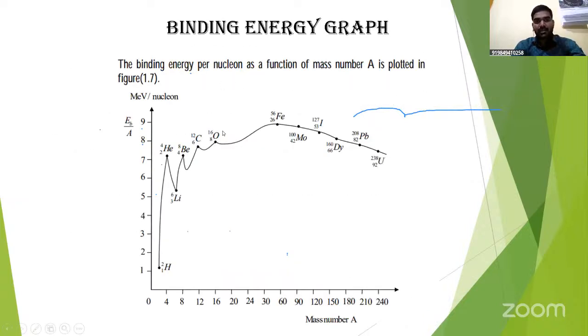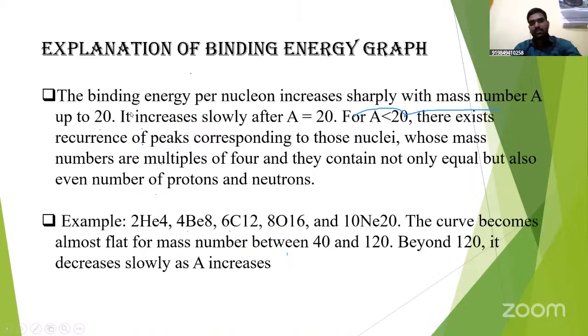So this is the graph of the binding energy. If you see, the binding energy for hydrogen isotope is here, and it is like this. Okay, in the binding energy graph, helium is more, beryllium is more, carbon is more, like this. The binding energy per nucleon as a fraction of mass number is plotted in the figure. Okay, so the explanation of this binding energy.